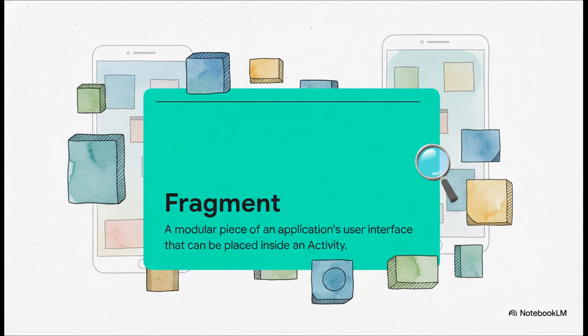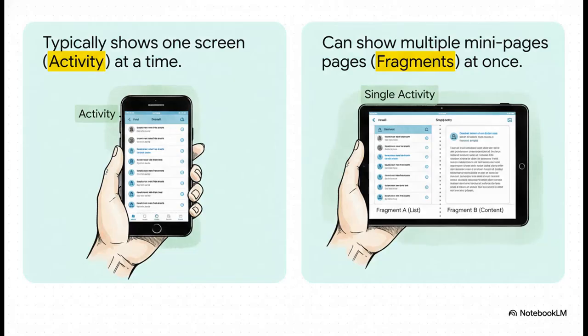If an activity is a page, think of a fragment as a mini page. It's a little piece of the user interface that you can mix and match. You can stick a bunch of these fragments onto a single activity. They're like Lego bricks for your app's layout, letting you build really cool, flexible designs, especially for those bigger screens. So let's see how that plays out. Back to our email app. On your phone, you get one screen at a time, your inbox.